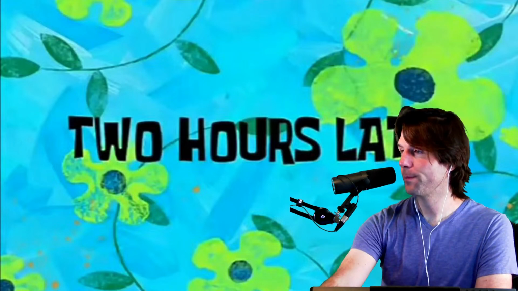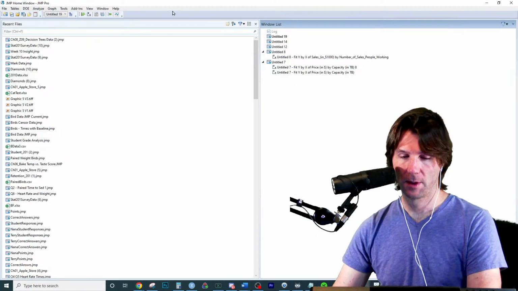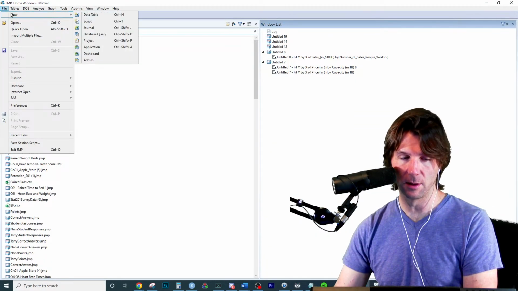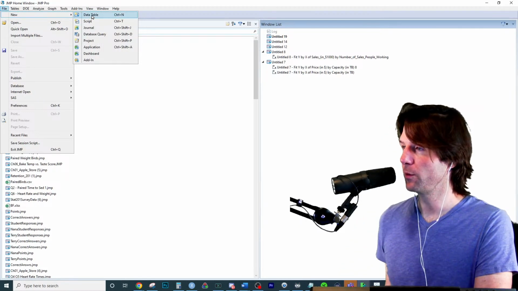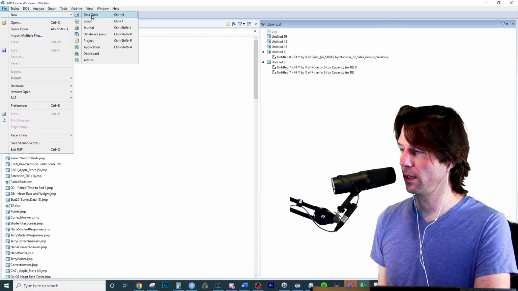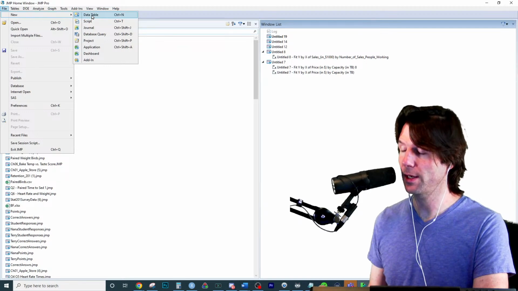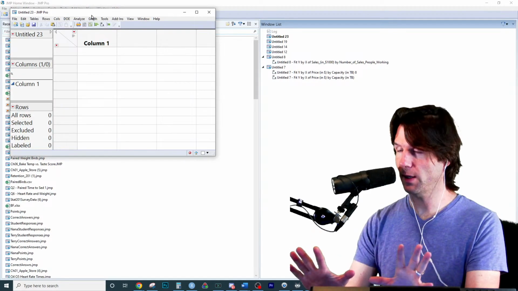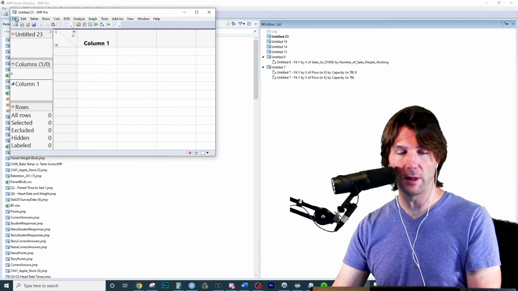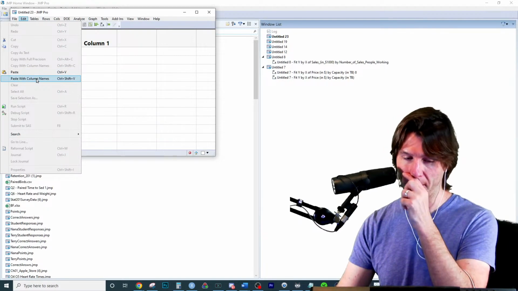Okay, you're going to go into JMP. And inside of JMP, you're going to go to File, New, Data Table. When you go to File, New Data Table, don't click inside of it. Go to Edit, Paste with column names.